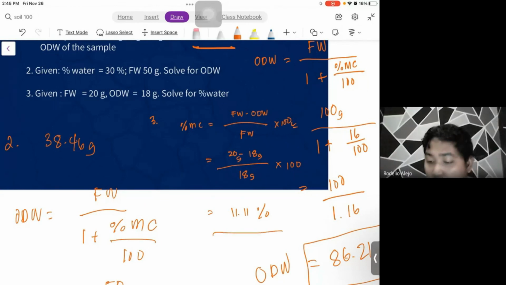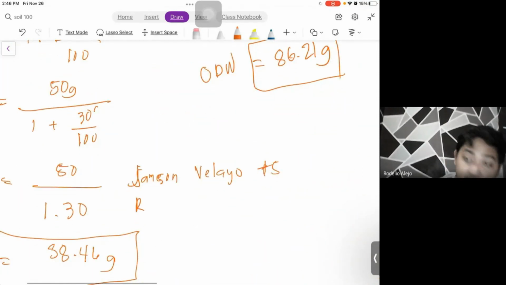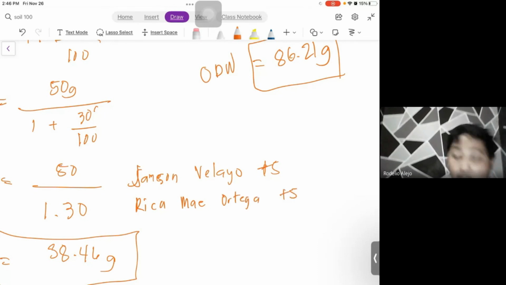So, meron bang nag-question ng answer ni Rika? I think wala naman. So, I think it is correct. So, 20 minus 18, that will be 2 divided by 18. So, that will be 11.11%. Then, also, Ricamay Ortega got plus 5 on the exam.